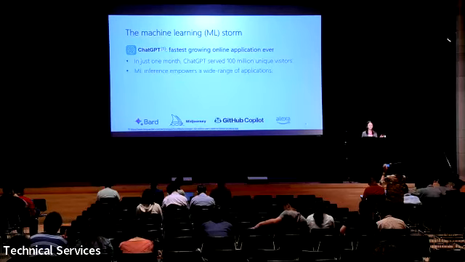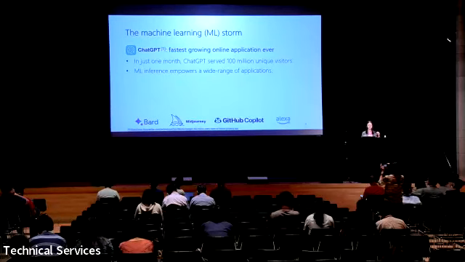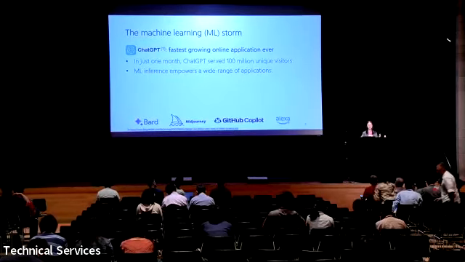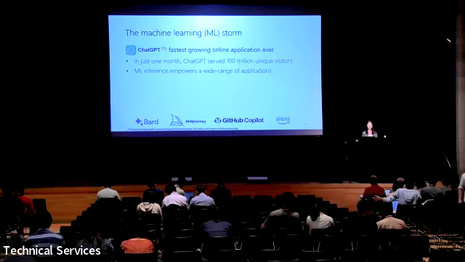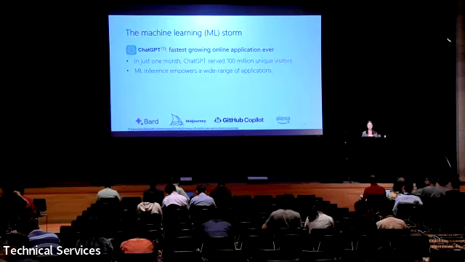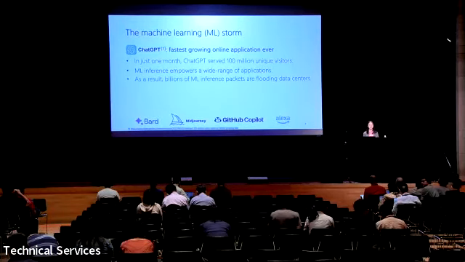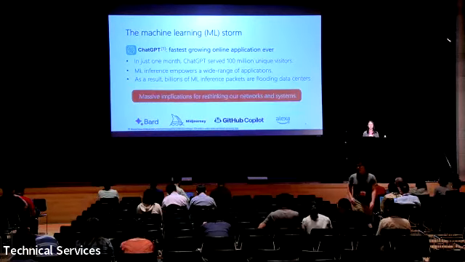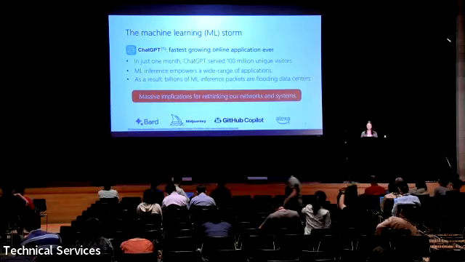This is just one of the many examples of this machine learning renaissance. More applications are empowered by machine learning inference in cloud or edge data centers. As a result, billions of machine learning packets are flooding the data centers. And this has massive implications for rethinking our networks and systems.